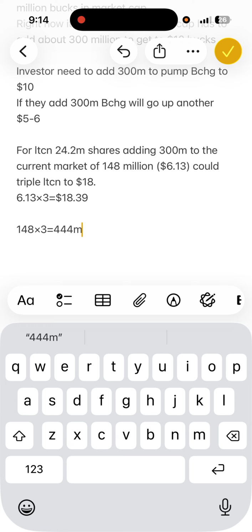And once again, this is not financial advice, but it's just giving you the mathematical formula of what we need in order for BCHG and LTCN to pump up to certain prices. That's why it is imperative for people to spread the news about LTCN and BCHG, even if it's like a meme coin kind of thing or a penny stock kind of thing.